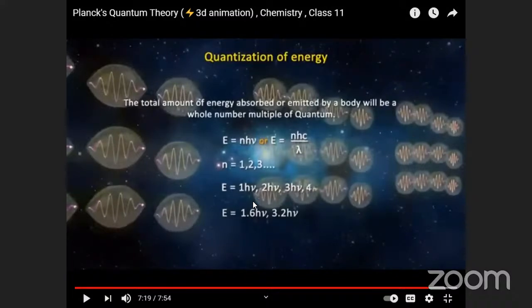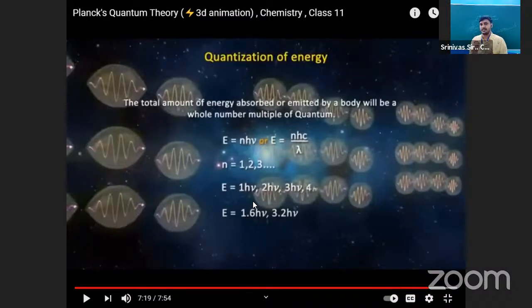Therefore, this is known as this particular sequence. Here energies are following a particular sequence. After 1 h nu, there is only 2 h nu. After 2 h nu, there is only 3 h nu. This is known as quantization of energy. Quantization of energy means energy is not continuous, it is discontinuous. Energy is emitted in a discrete manner of small energy packets.